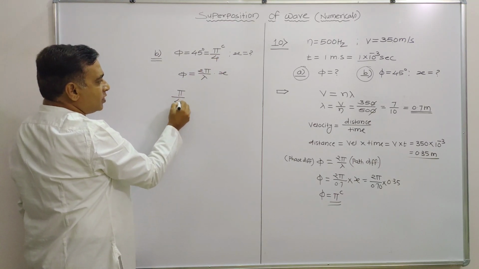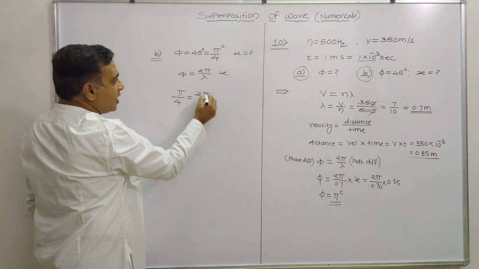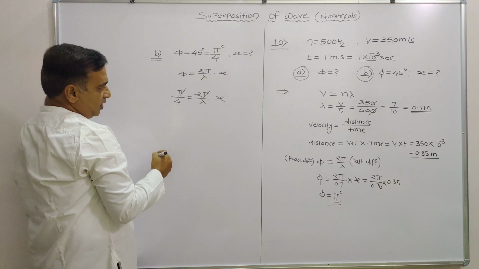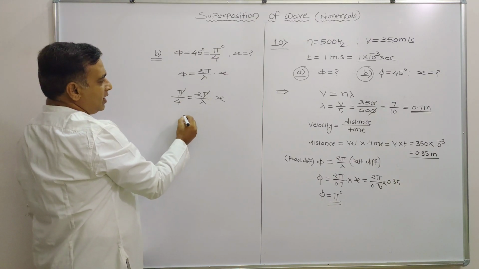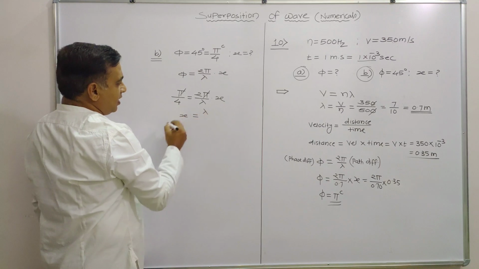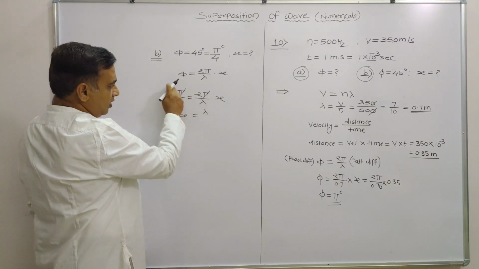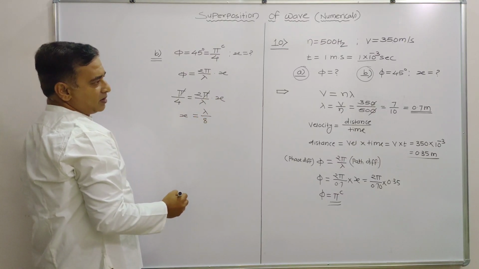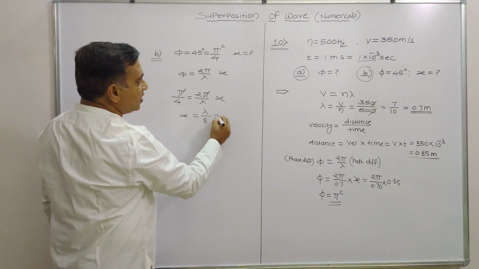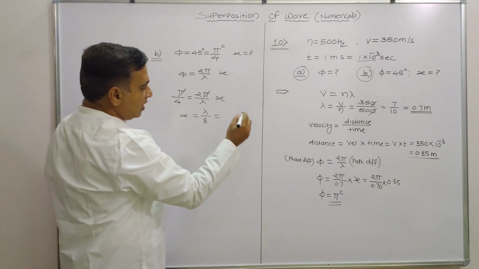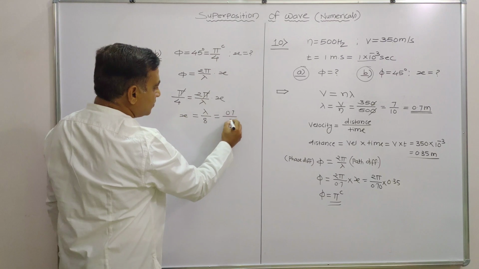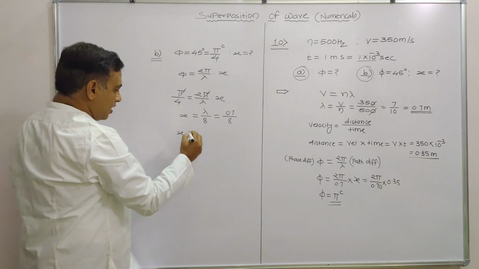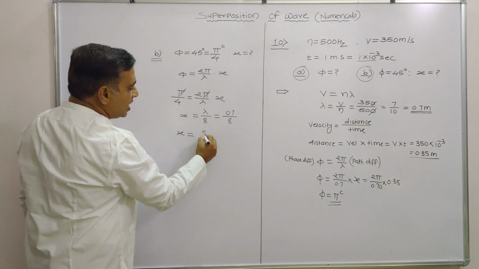Pi by 4 is equal to 2 pi upon lambda into x. Pi cancels with this pi. Okay. What about that? X is equal to lambda, and here it is 8. Lambda divided by 8. Already we have calculated the lambda value. Lambda is equal to 0.7. Okay. 0.7 upon 8. So expected answer after solving is near about 8.75.